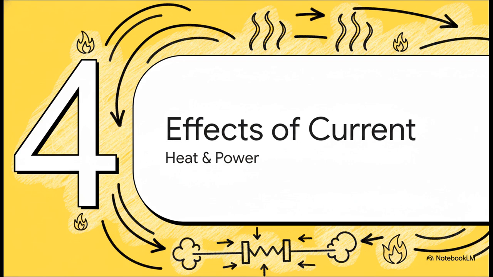Okay, so we've seen how current flows through circuits, but the story doesn't end there. When current flows, it has effects. The electrical energy gets converted into other forms of energy. The most common effect, and the one we'll focus on, is the heating effect of electric current. This leads us to the next part of our story: heat and power.